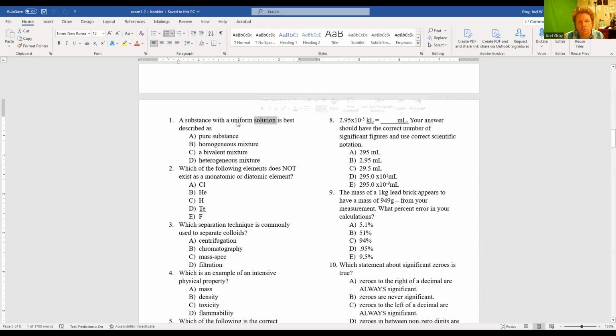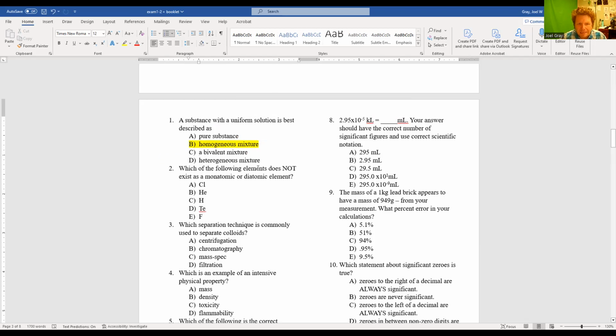And then the second word, or the preceding word there, uniform. Well, a uniform solution is going to be the same throughout. I hate to use the word uniform in the definition for uniform, but the composition is going to be the exact same throughout that solution. In which case, our best answer for this question is B, homogeneous mixture. Okay, so while I'm doing this, I'm also going to be filling out the key so that I can run this Scantron. So first question is B. Okay, second question.